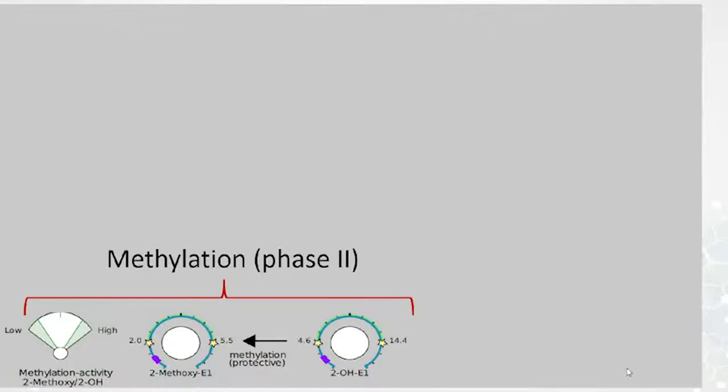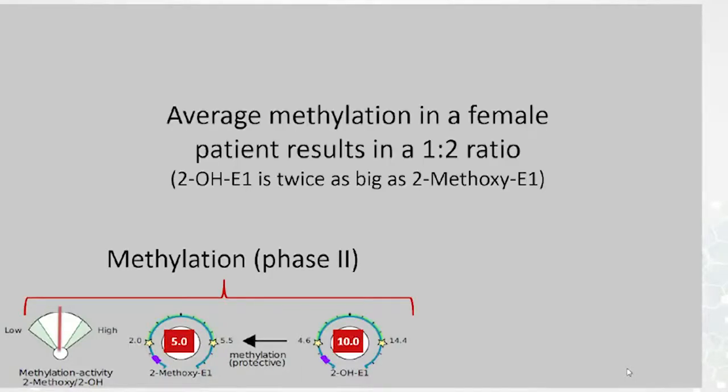What are we looking at here? We're simply looking at the ratio. The average woman turns a 2-hydroxy of, say, 10 into a 2-methoxy of around 5. So it's usually a 2-to-1 relationship there. So we're looking at that ratio, and we're going to simply plot that as an index.